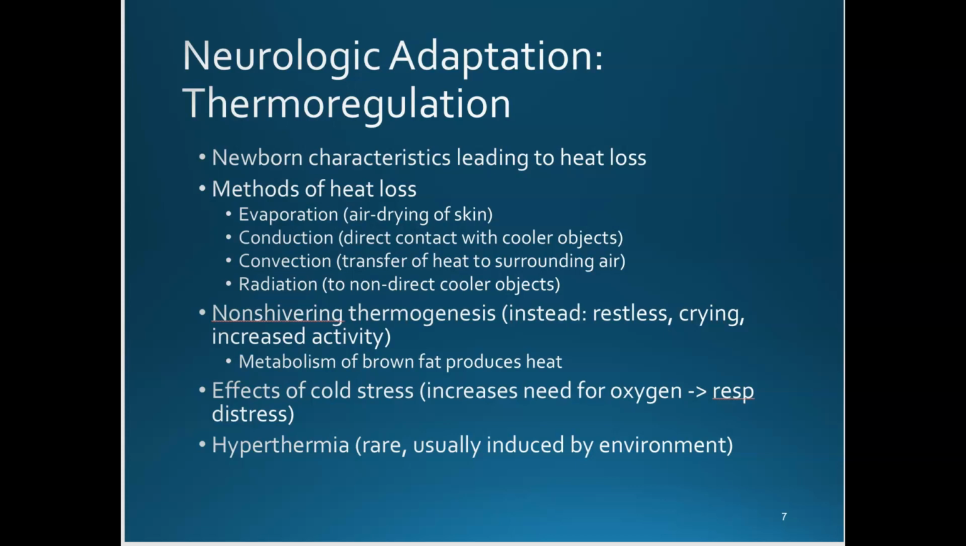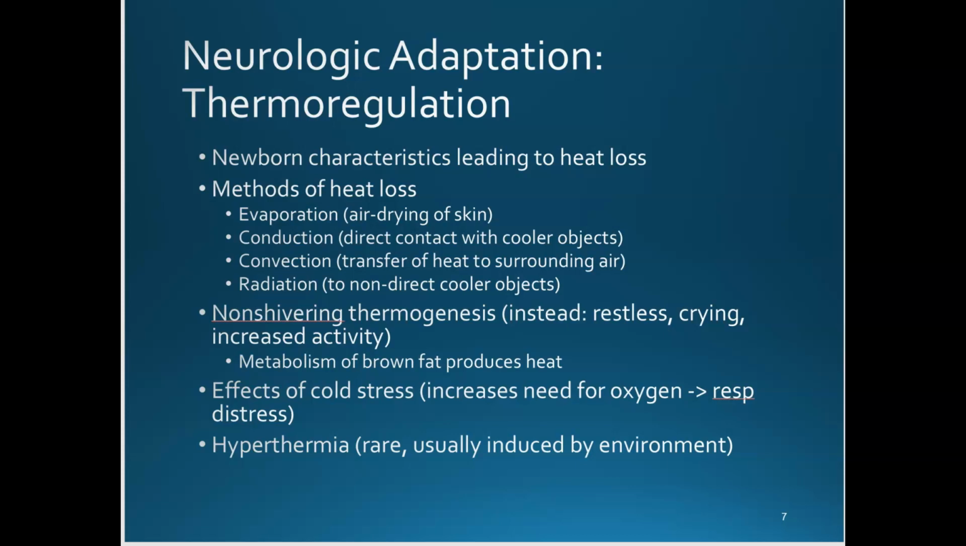So evaporation is that loss of heat through fluid leaving. So we have the air drying of skin. This is why as soon as baby's born, we dry really well all of the fluid off of baby and stimulate them. Conduction, so contact with cooler objects. Think of if your stethoscope is cold and you go to listen to the baby's body or baby's heart. When you place it against the body, it's pulling heat away from baby.